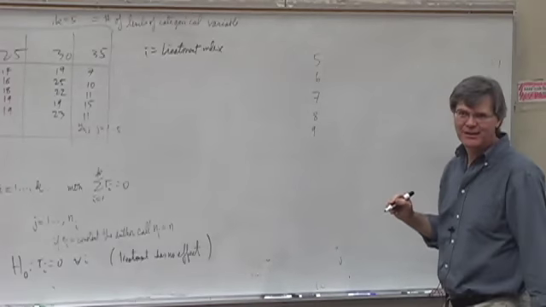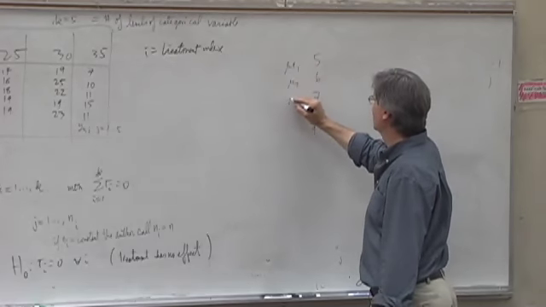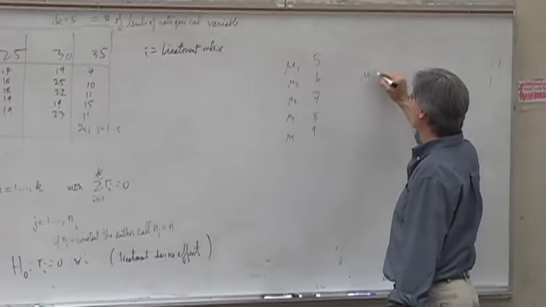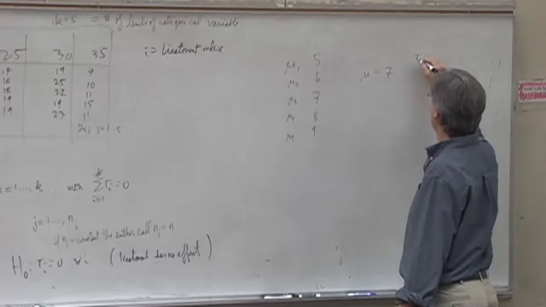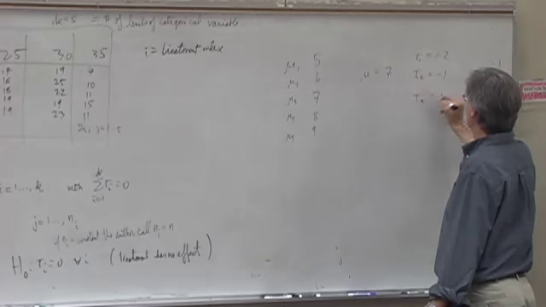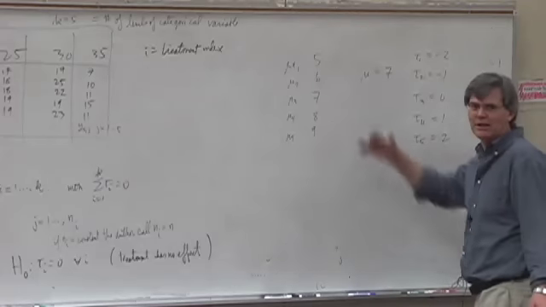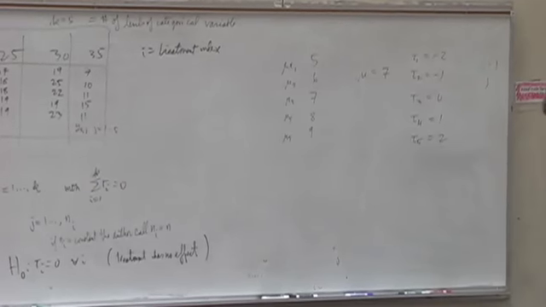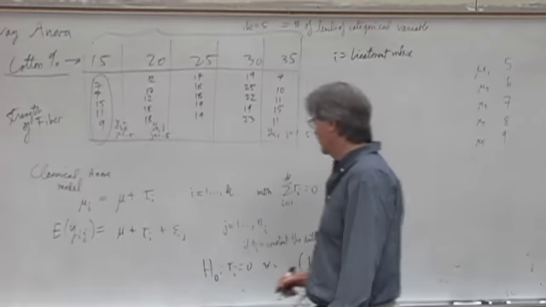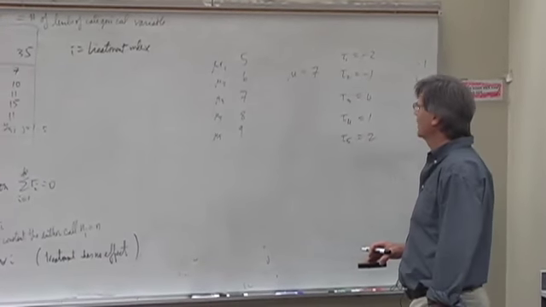If these are mu1, mu2, mu3, mu4, and mu5, then what's mu and what's tau? Then mu is 7, and tau 1 is -2, tau 2 is -1, tau 3 is 0, tau 4 is 1, and tau 5 is 2. So I just take the average of the numbers. Mu is really the average of the mu i's in some sense, if I just had 5 numbers like that. So you can think of it that way.